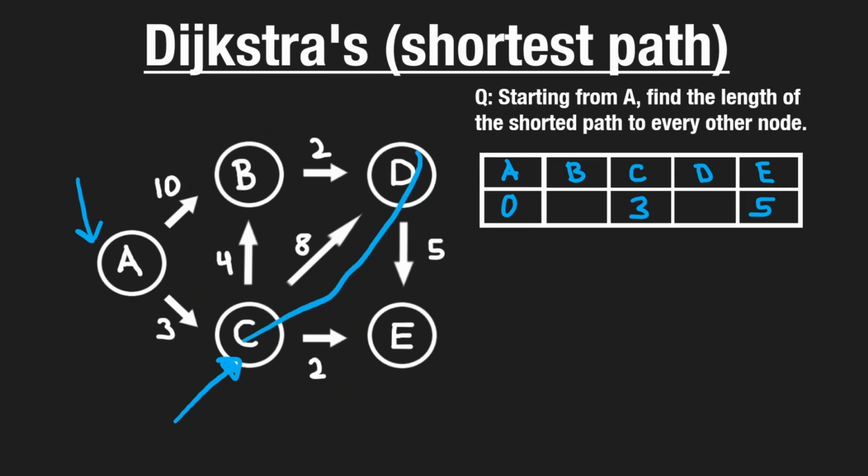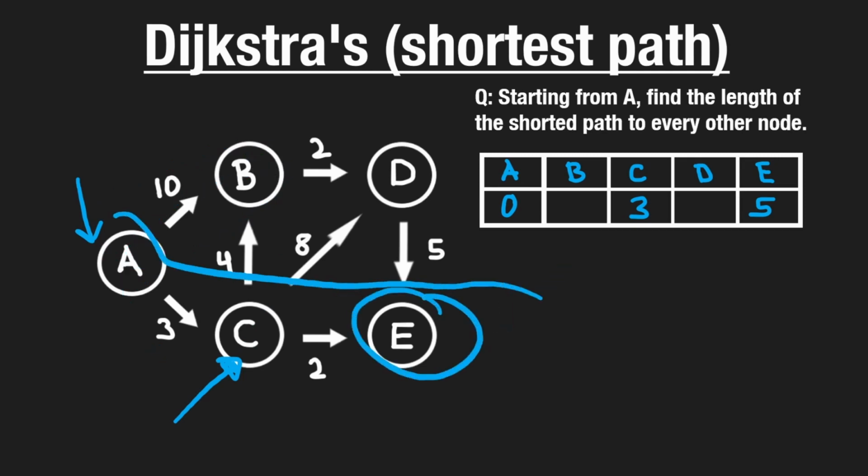Because going to D itself is costing more than 5. Going to B here is costing 7. Going to B this way is costing 10. None of those paths are ever going to lead us to a shorter path than this one that we have right here. So the idea behind Dijkstra's algorithm is that we have a frontier.